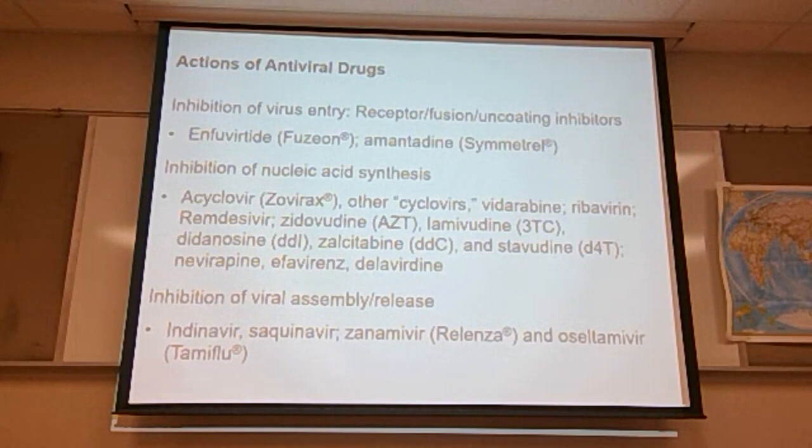How do antivirals work? Number one, they can inhibit the virus actually entering the cell. They can do that in a number of ways: by disrupting the receptors, disrupting the fusion process, preventing the uncoating of the virus, all of those things. You can inhibit nucleic acid synthesis. Acyclovir is probably the most common one we have. The other cyclovirs, vidarabine, ribavirin, all of those. Again, not going to ask you to remember all these different antivirals. Or they can inhibit the viral assembly or release, such as indinavir, saquinavir, and zanamivir.